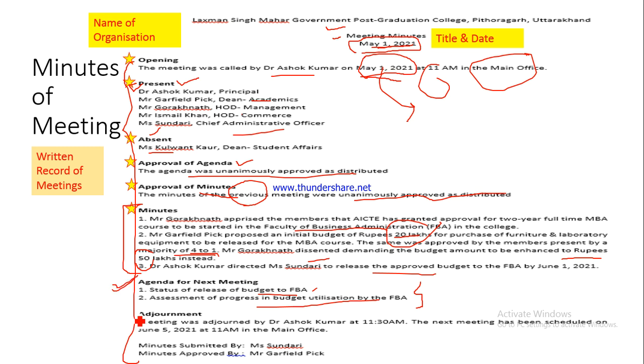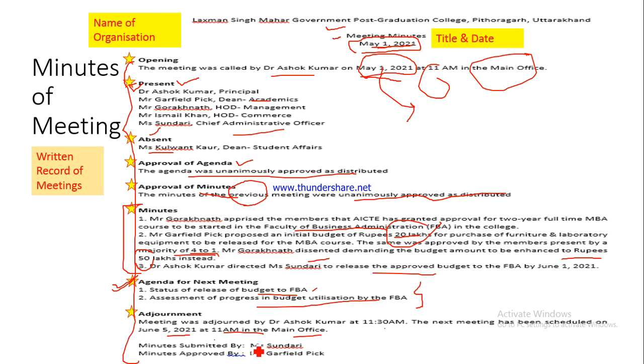And then we mention adjournment. Adjournment is calling of the meeting. So meeting was adjourned by Dr. Ashok Kumar at 11:30 am, right? So the meeting took place for just 30 minutes and the next meeting has been scheduled on June 5th. So on June 5th, the next meeting, 35 days from May 1, has been scheduled at 11 am in the main office. Is that fine? So this also has to be mentioned.